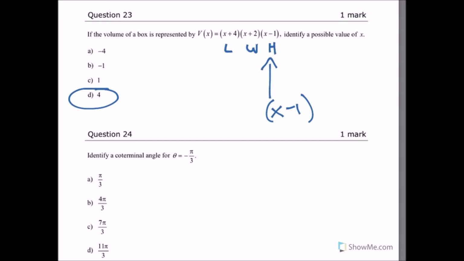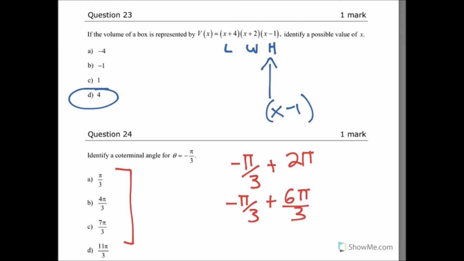Identify a coterminal angle for theta equals negative pi over 3. Coterminal, we just add or subtract 2 pi. So looking at my answers, they're all positive, so I'm going to add. So I'm going to take the negative pi over 3 and I'm going to add 2 pi. That's negative pi over 3 plus 6 pi over 3. That's the equivalent. And we get 5 pi over 3.